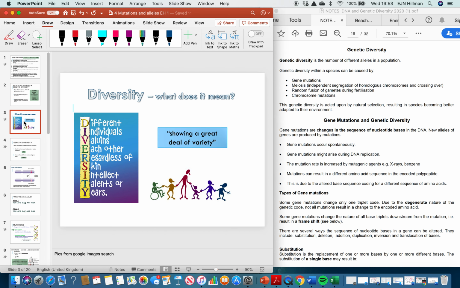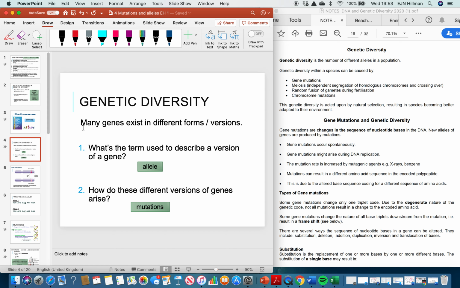Okay, so genetic diversity means the many genes that exist in their different forms. So each of your chromosomes is made up of DNA, and along those chromosomes there are genes at different loci, or an individual locus, and they can exist in different forms, and we call those different forms alleles. Okay, so these are alleles.